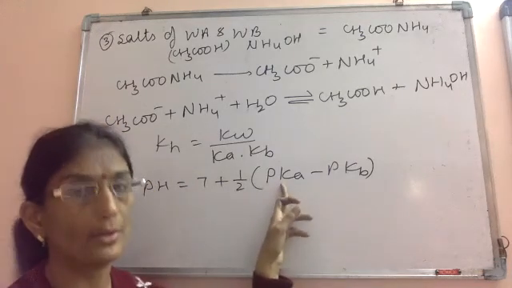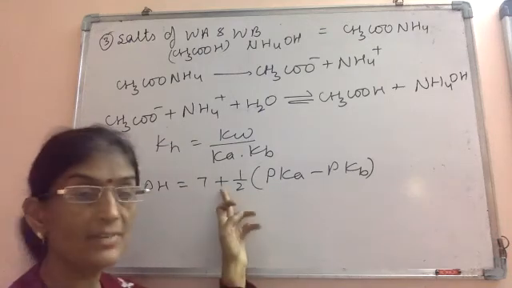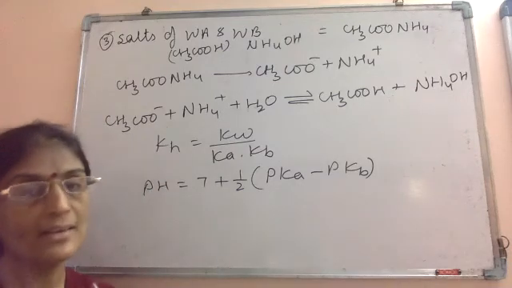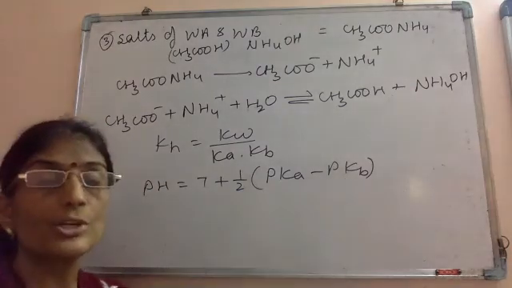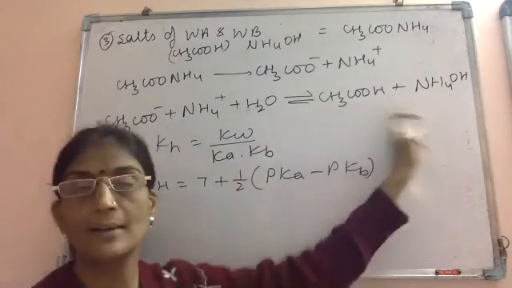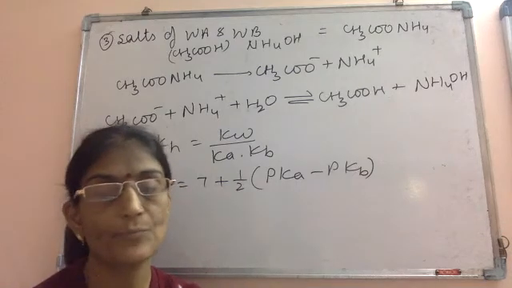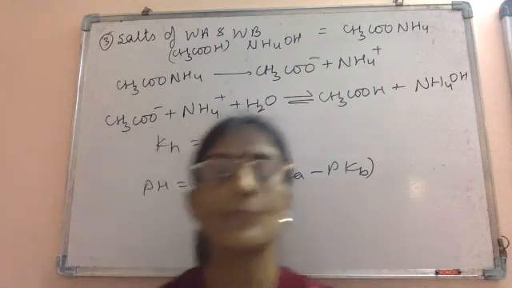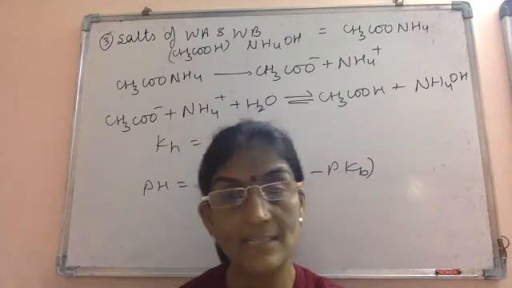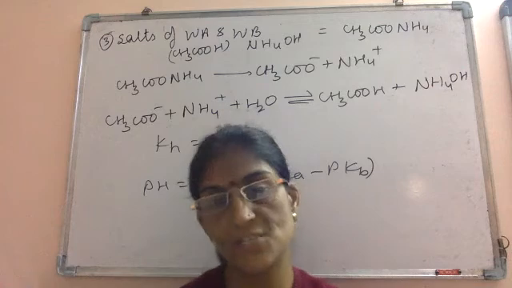If pKa is more, then pH will be more than 7, since there is a plus between them. If this is more, pH will be greater than 7, so the solution will be basic, and if this is more, the solution will be acidic. So depending upon the ionization constants of weak acid and weak base, we can say that the solution is either acidic, basic or neutral. So all the salts that are made up of weak acid and weak base, either they will be acidic or basic or neutral depending upon the degree of hydrolysis, degree of ionization.